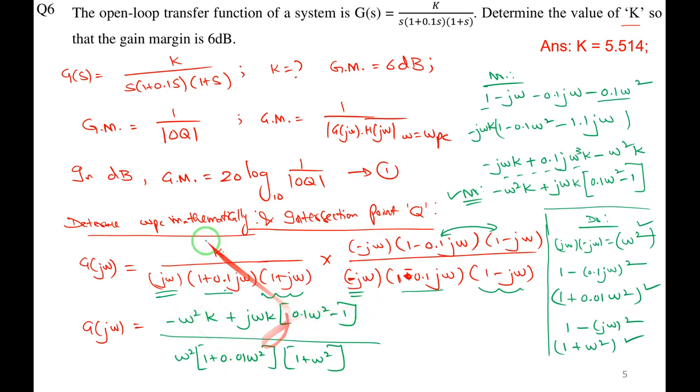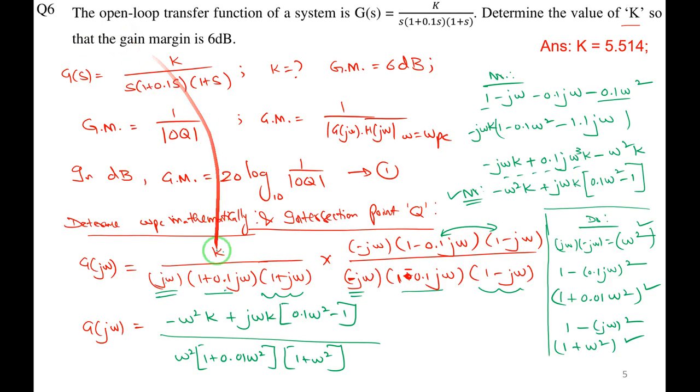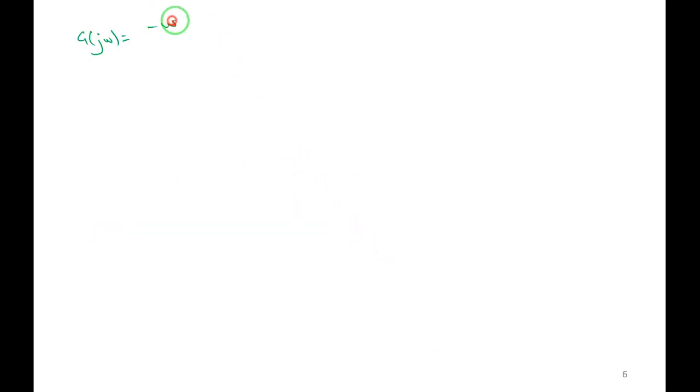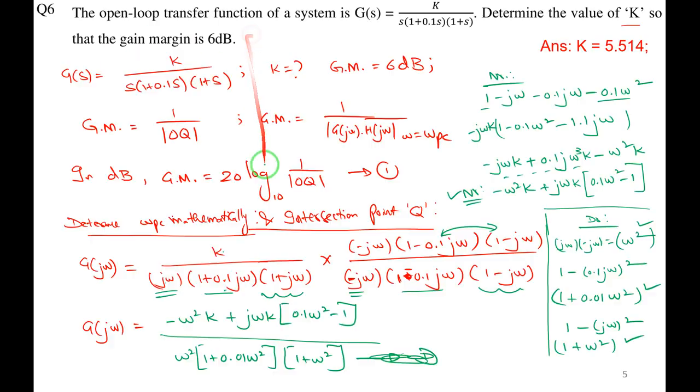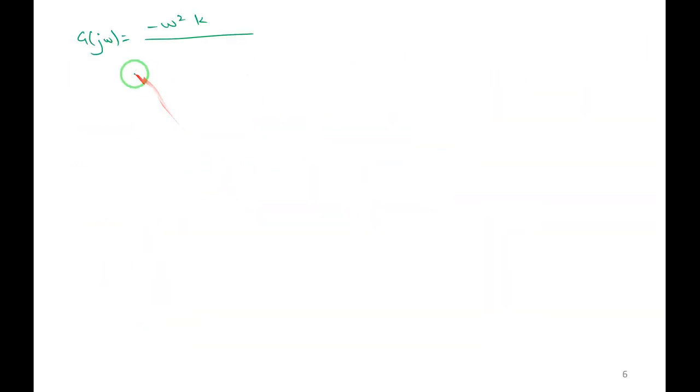You can separate it and write it directly, right? For G of j omega, we'll separate and write it: minus omega square k divided by this denominator. So let me call this denominator as D. Is it fine? Okay, no problem, let me write it. Minus omega square k divided by omega square into 1 plus 0.01 omega square into 1 plus omega square. So this is the real part.